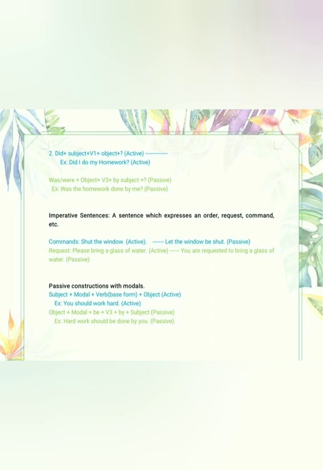Now, imperative sentence. An imperative sentence means a sentence which expresses an order, request, command, etc. So, commands, for example, like shut the window. This is in active voice. So that time we have to use one let. Let the window be shut. This is in passive voice.